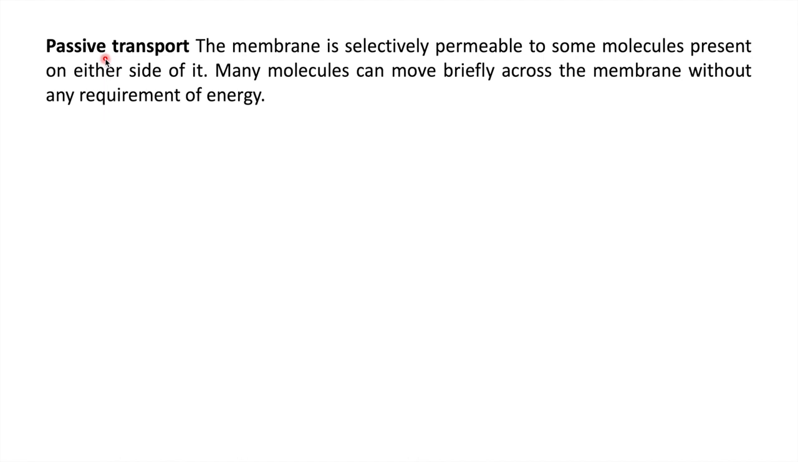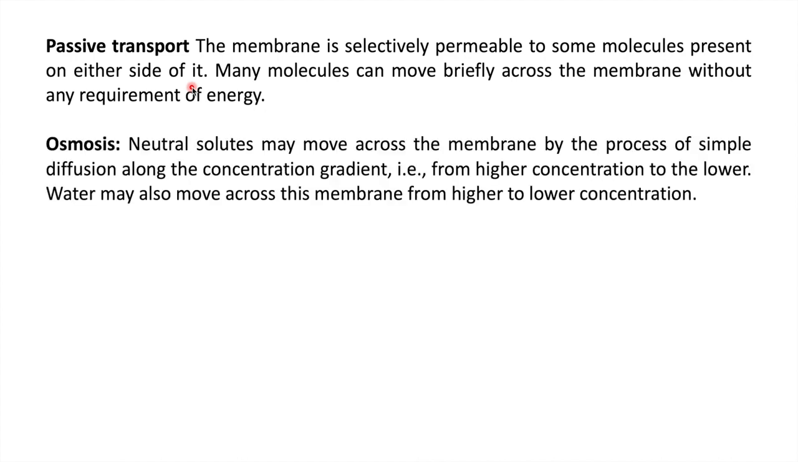So the first one is passive transport. We know that the cell membrane is very selective for some molecules or ions. So it allows them to diffuse through the cell membrane easily. These molecules do not require any form of energy for their diffusion process. We know that osmosis is diffusion along the concentration gradient. So some molecules move from higher concentration to lower concentration. There are some neutral solute molecules which use this process. Similarly, water moves across the cell membrane from higher to lower concentration by this osmosis process.